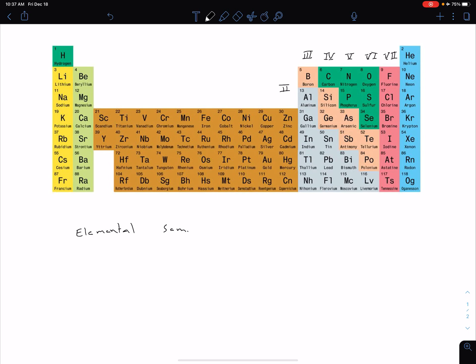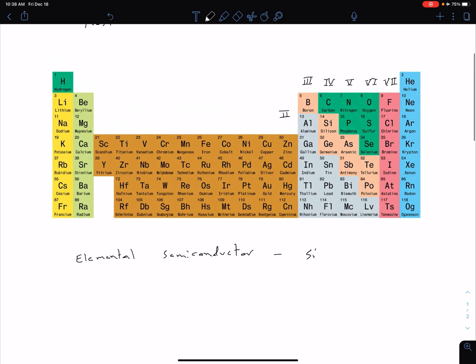So elemental semiconductor, and examples of this would be, we are focusing on silicon, so it's just one element. We can have other materials from this group 4, and we'll see why that is here in a little bit. An example would be germanium, which was used earlier on, and it's used in certain specialty devices.